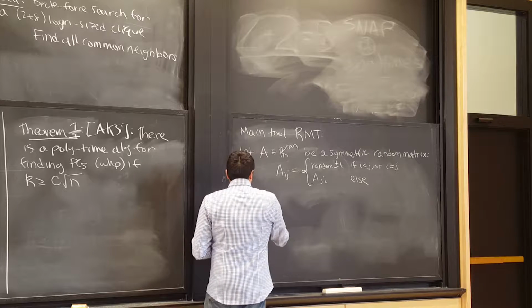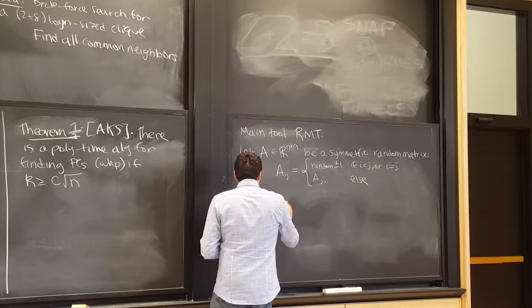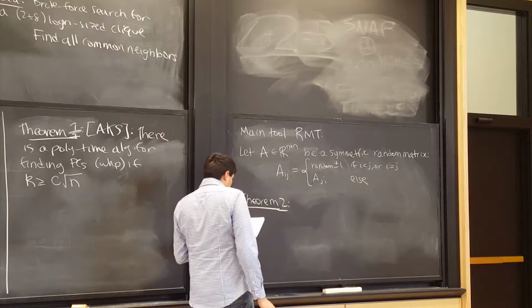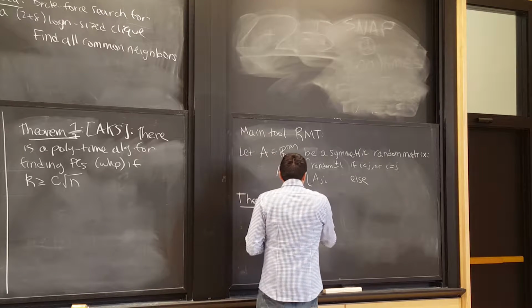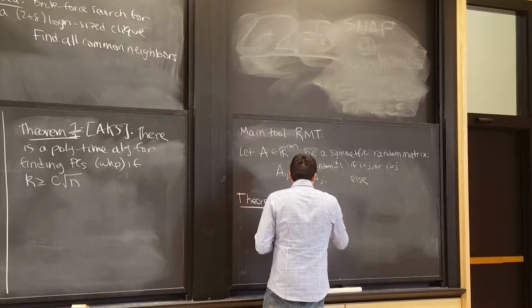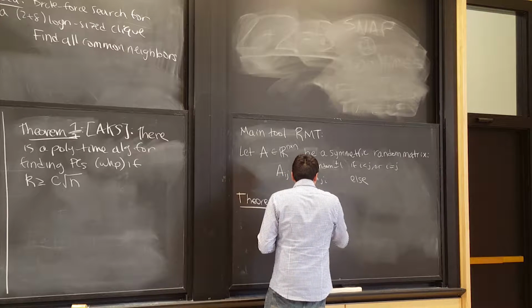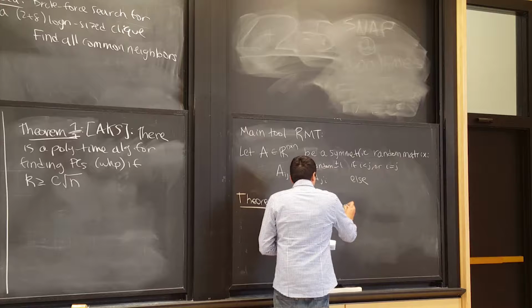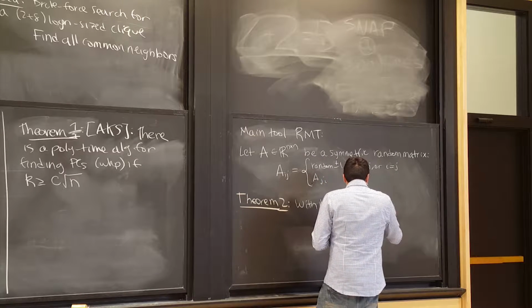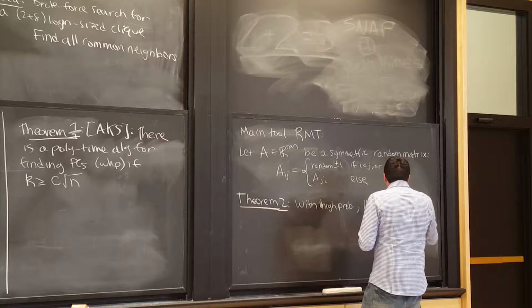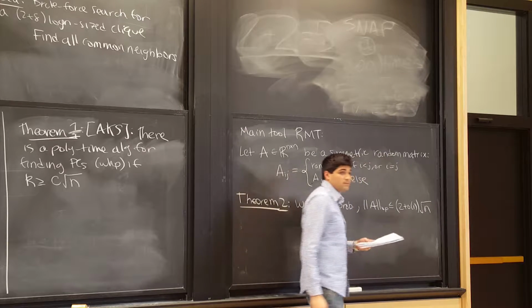So the main workhorse behind this algorithm for planted clique is actually a bound on what the operator norm of matrices like this looks like. It's actually known that with high probability, the operator norm of A is itself about 2 times root n.